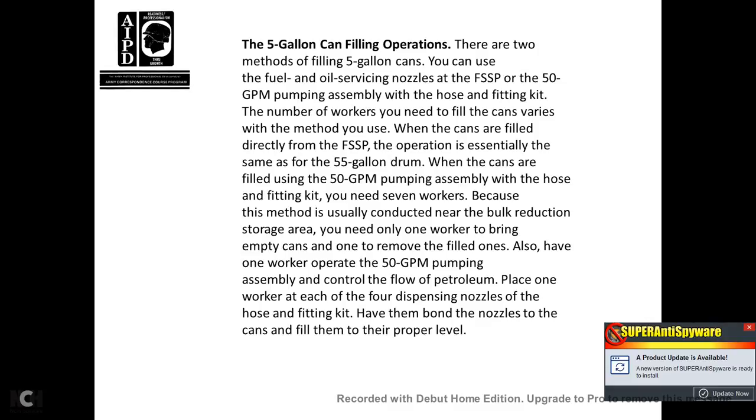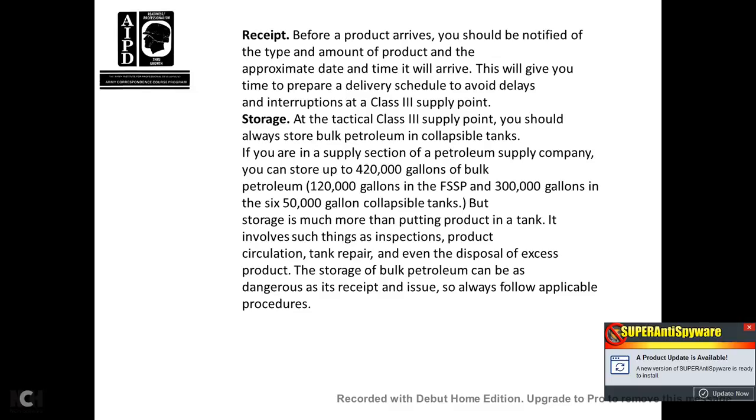Because this method is usually conducted near the bulk reduction storage area, you need only 1 worker to bring the empty cans and one to remove the filled ones. Also have one worker operate the 350-gallon pump assembly, controlling the flow operation, and place one worker at each of the forward suspension nozzles of the hose and fitting kits, and have them bond the nozzles to the cans and fill them to the proper level.